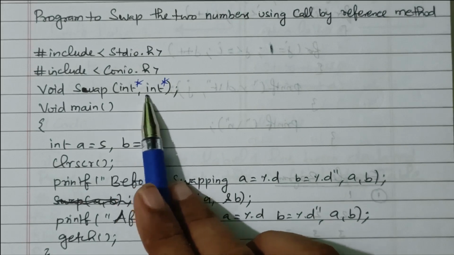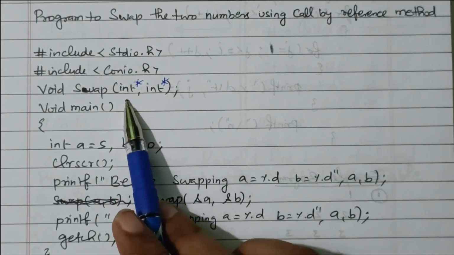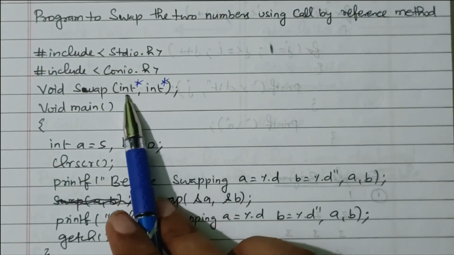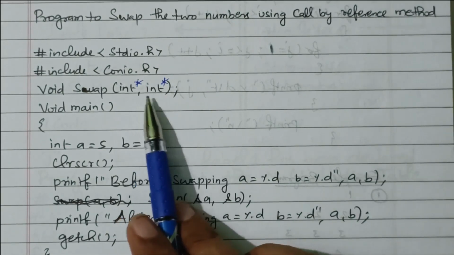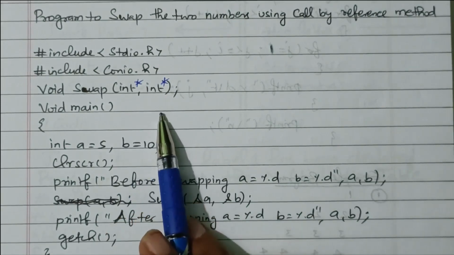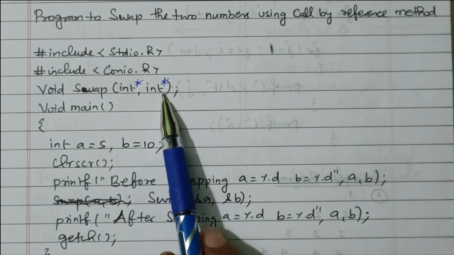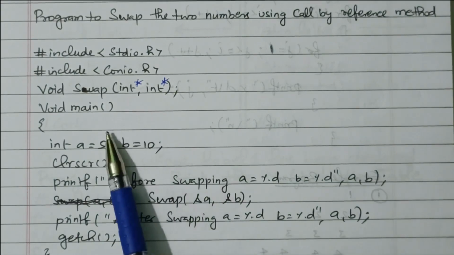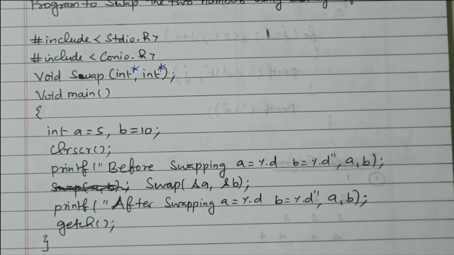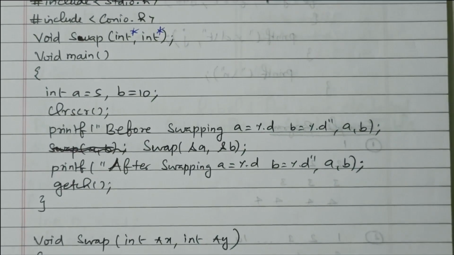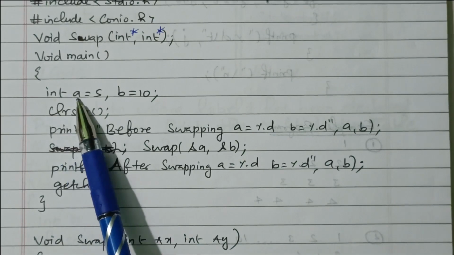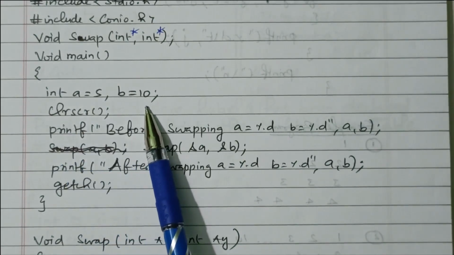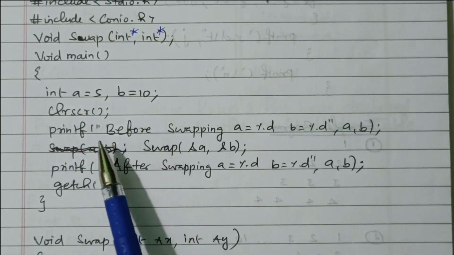Previously it was only integer comma integer, now it is integer star, which refers to sending the address. So it is a pointer variable, and only a pointer variable will store the address. These are two integer type pointers, right? Now we start the main program. Here we declare integer a equal to 5, b equal to 10. Directly we declare the values.